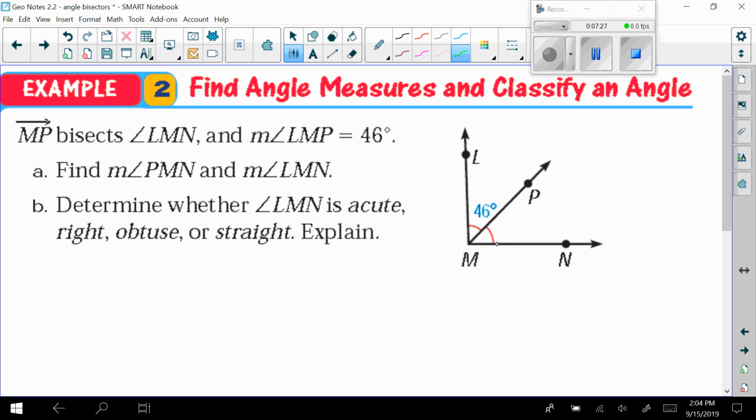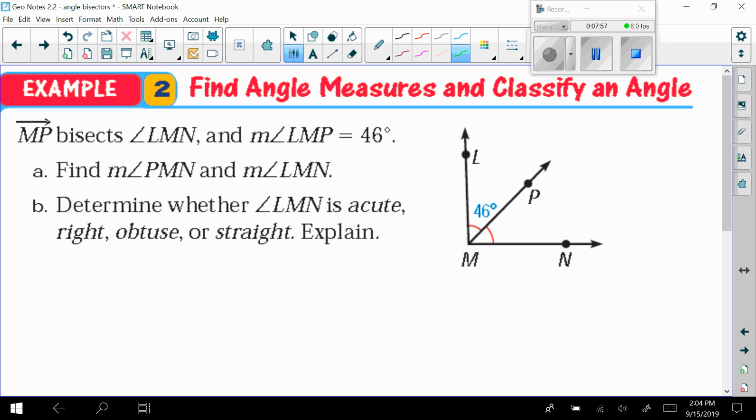If they're connected all the way across, we'd say, oh, that whole angle is 46 degrees. But that actually looks very close to almost a right angle, so I know it's got to be bigger than 46 degrees. So what I'm saying is that this one angle at the top, LMP, is 46 degrees, and that this angle is congruent to this one angle at the bottom, PMN. So these are congruent angles, okay?